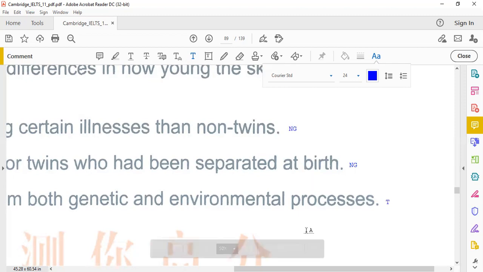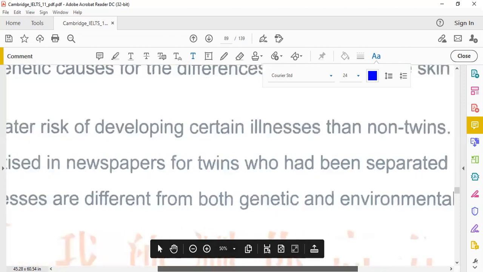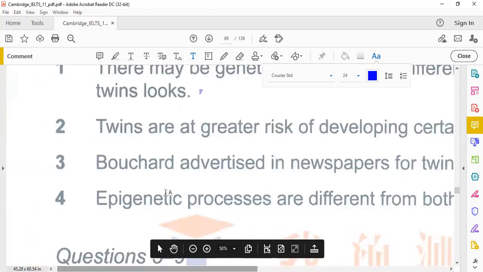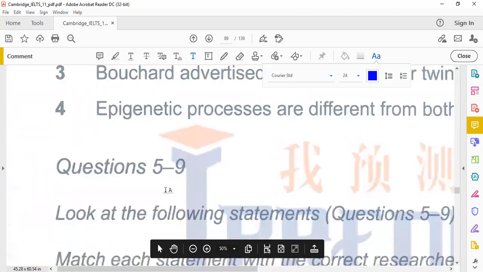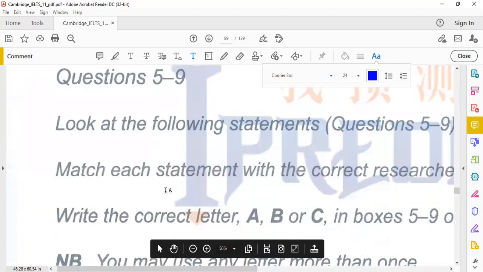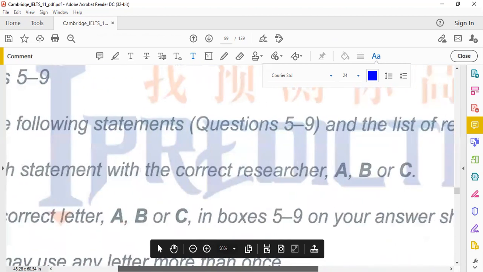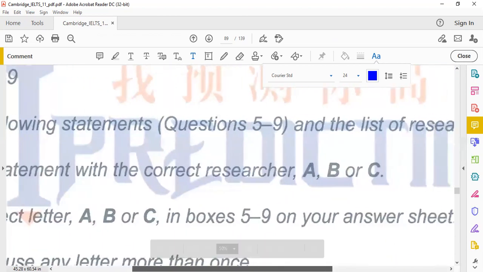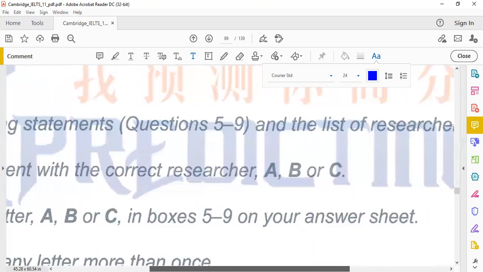Now we move on to the remaining questions relating to this reading passage. So question 5 to 9, look at the following statements. Question 5 to 9. So that means the 13 questions are divided into 3 parts. Mostly 2 to 3.